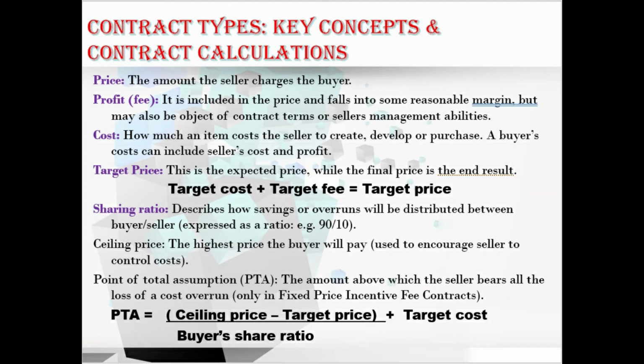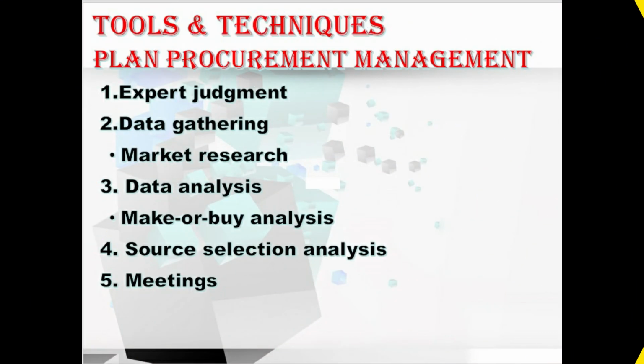Let's move to the tools and techniques. First, we will discuss the first technique, that is expert judgment. In this, the expertise should be considered from individuals or groups with specialized knowledge or training in some areas, such as procurement and purchasing. They may have knowledge of contract types and contract documents, and they must be expert in regulations and compliance topics.